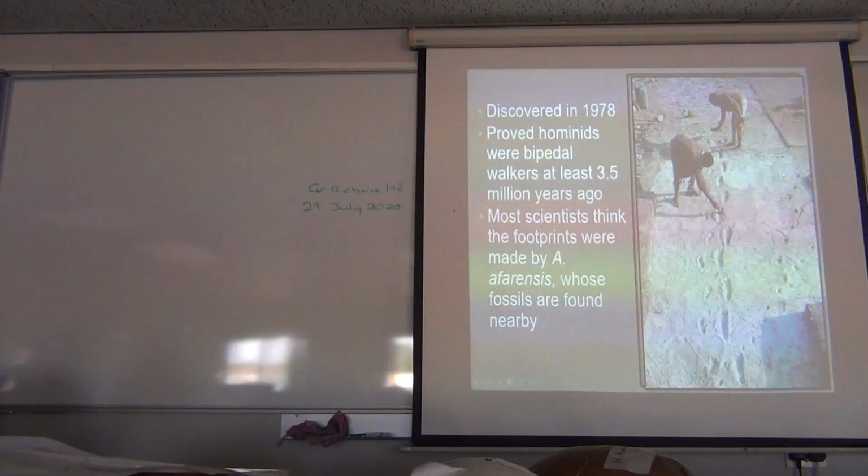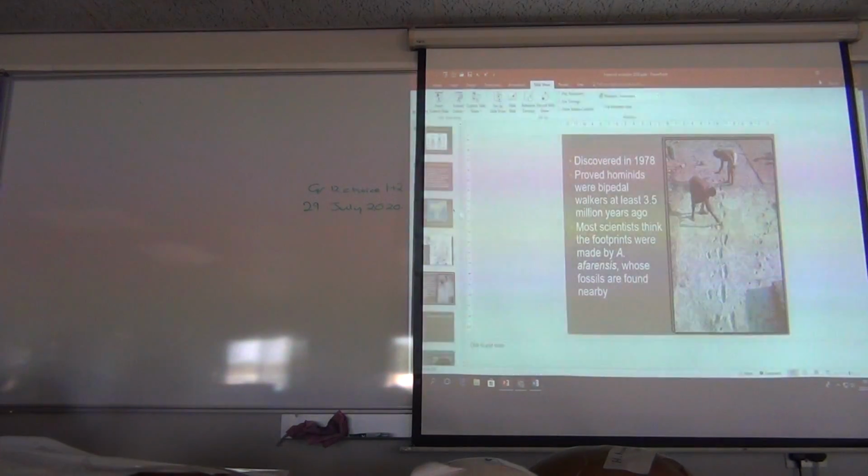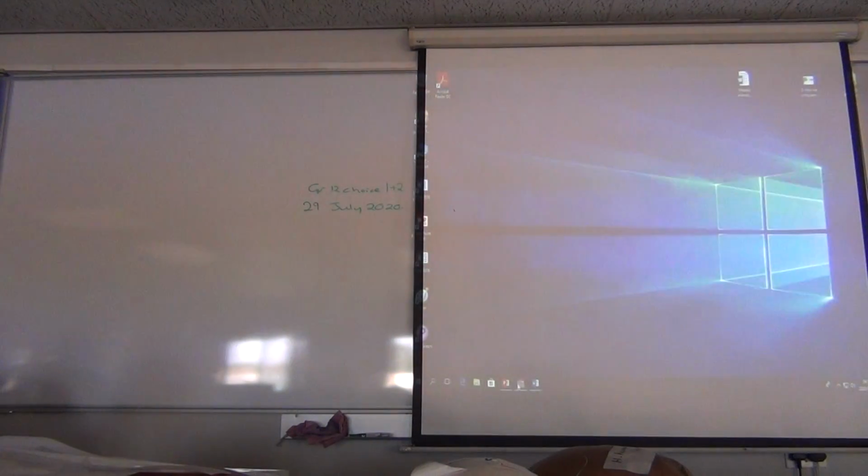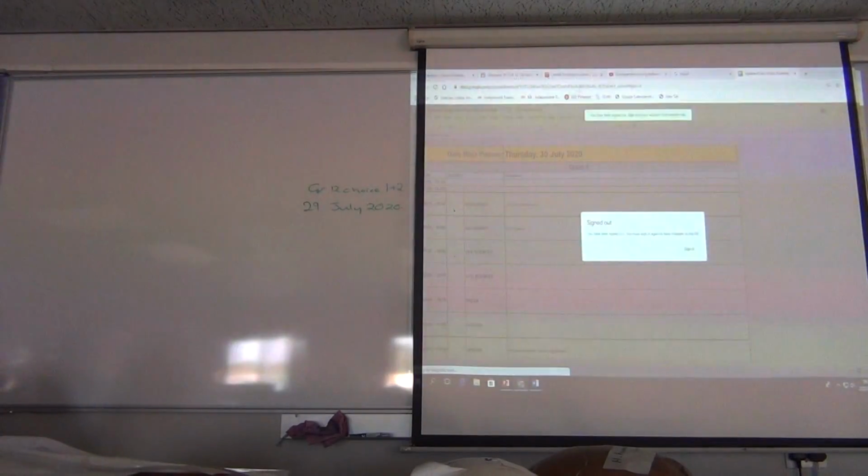They were discovered in 1978, and they proved that hominids were bipedal walkers at least 3.6, 3.5 million years ago, and most scientists feel that these particular footprints were made by Australopithecus afarensis. Wait, ma'am. I'm listening. Does that mean that they were just walking while a volcano was doing its thing? Say again? Oh, no. So, no, because then the ash would have been too hot to walk on, probably.